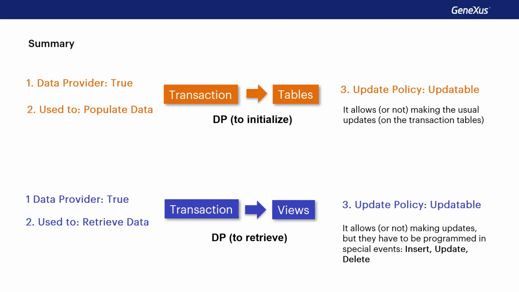When the data provider property associated with the transaction is set to true, and we indicate that we're going to use it to receive data, Genexus understands that the transaction will not have any associated tables, and that it will make a view from that data provider. Then, according to the value that we indicate in the update policy itself, the corresponding events should be programmed to allow the insertion, modification, or deletion of records in the corresponding tables.